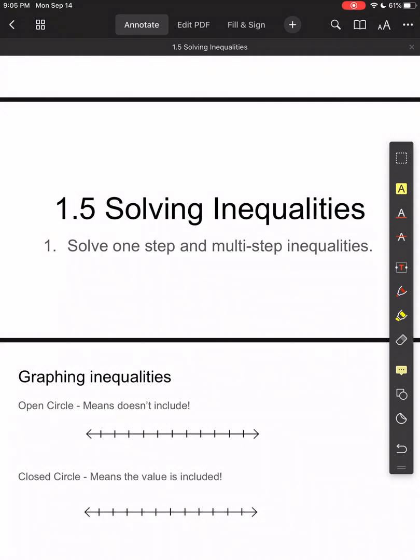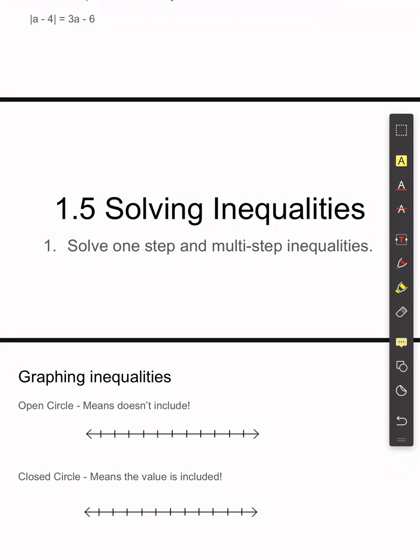What's happening? Algebra 2, moving into 1.5, solving inequalities. Okay, so the only objective we got to reach today, guys, is solving one-step and multi-step inequalities.